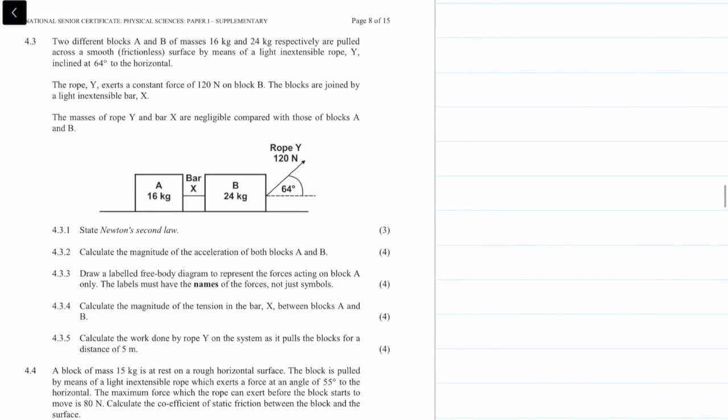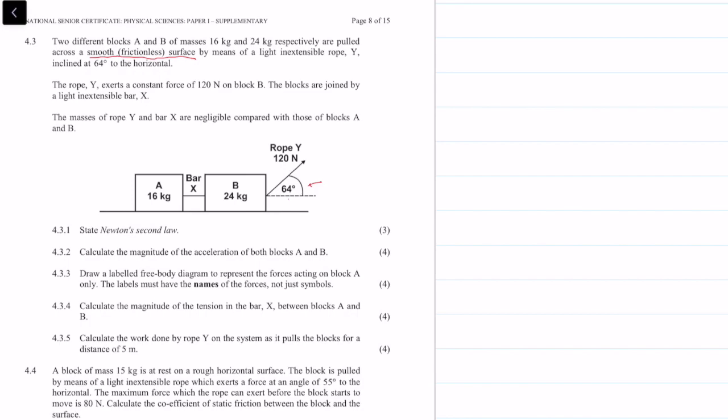Question 4.3. Two different blocks, A and B, of mass 16 and 24 kilograms, are placed on a smooth frictionless surface, again joined by a rope, and we have an angle of 64 degrees shown right there. The rope Y exerts a force of 120 newtons, which is again shown in the diagram. The masses of the ropes X and Y are negligible compared to that of the blocks. They've given us a very nice diagram showing exactly what's happening.